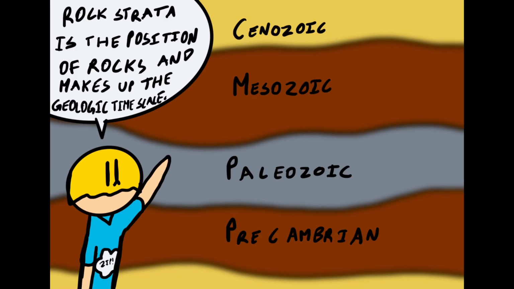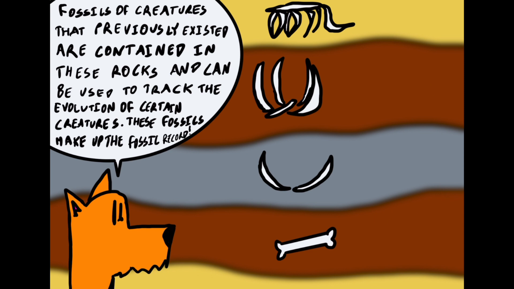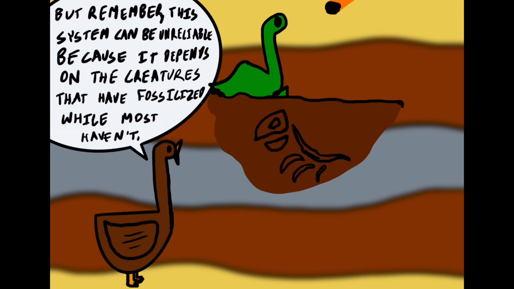And action! Rock strata is the position of rocks and makes up the geologic timescale. Fossils of creatures that previously existed are contained in these rocks and can be used to track the evolution of certain creatures. These fossils make up the fossil record. But remember, this system can be unreliable because it depends on the creatures that have actually fossilized while most haven't.